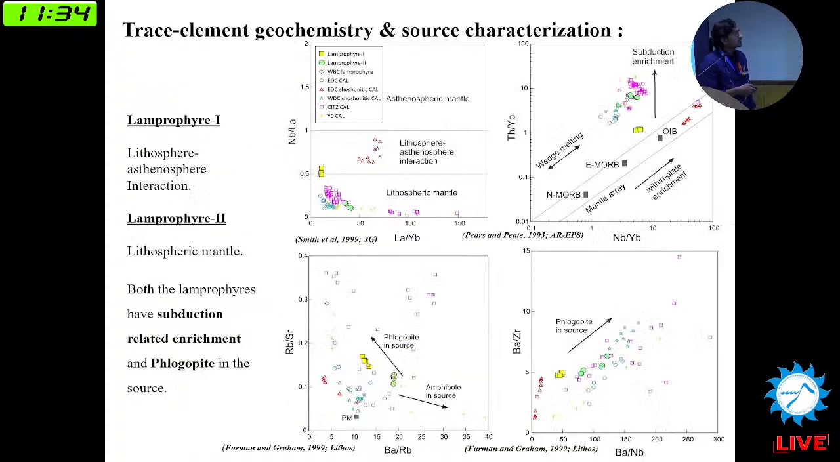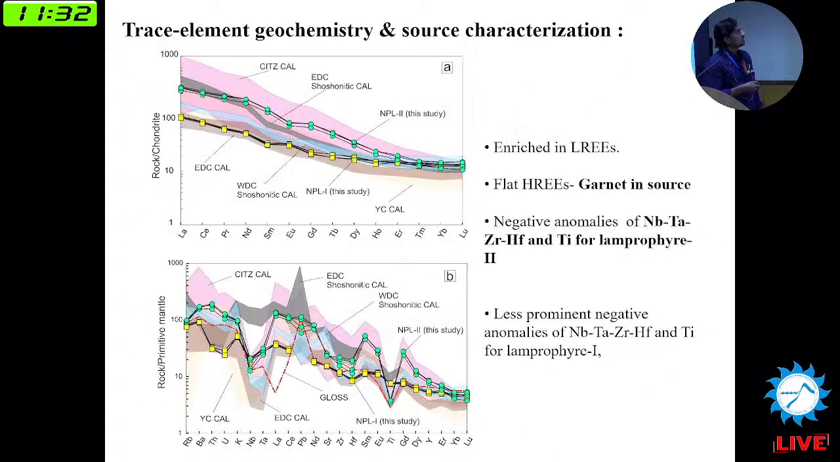And in this chondrite normalized REE pattern, you can see lamprophyre 1 showing slight enrichment in LREE in comparison to HREE, while lamprophyre 2 is highly enriched in LREE. They show very similar geochemical signature to the CITZ calc-alkaline lamprophyre, and both lamprophyres show an almost flat HREE pattern, which indicates their source might be controlled by garnet.